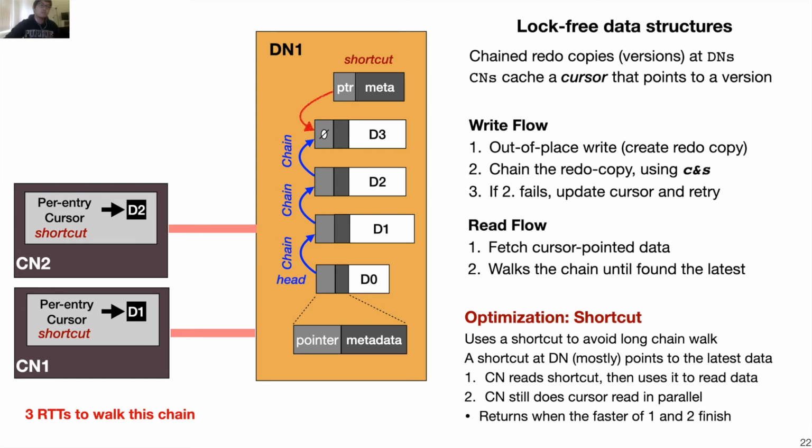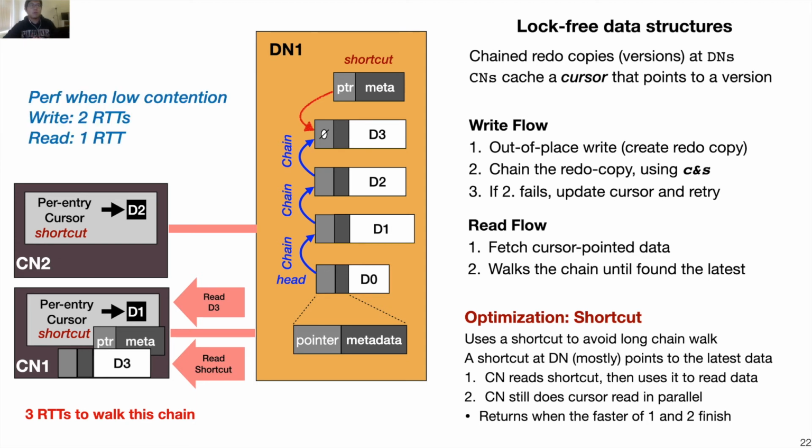Shortcut read works as follows. The CN will first read the shortcut pointer from DN and learn that D3 is the latest. The CN issues another RDMA read to read D3. It's able to finish within 2 RTTs. So now, when a CN wants to do KV reads, it not only issues the normal chain walking read procedure, but also performs a shortcut read at the same time. The KV read returns when the faster one finishes. In Clover, when the contention is low, KV write is only 2 RTTs and KV read is 1 RTT.